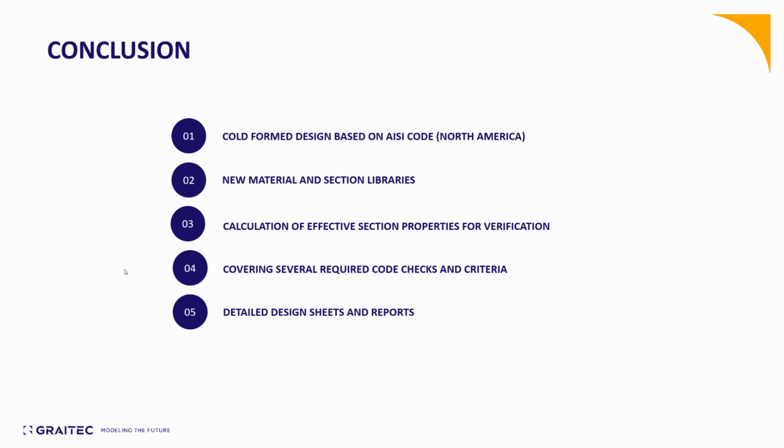There are materials and section libraries to define those for your elements. We will calculate the effective section properties and verifications in Advance Design, covering several required code checks and criteria, as you saw in the demonstration. And finally, you can get detailed design sheets and design reports of the results from Advance Design.